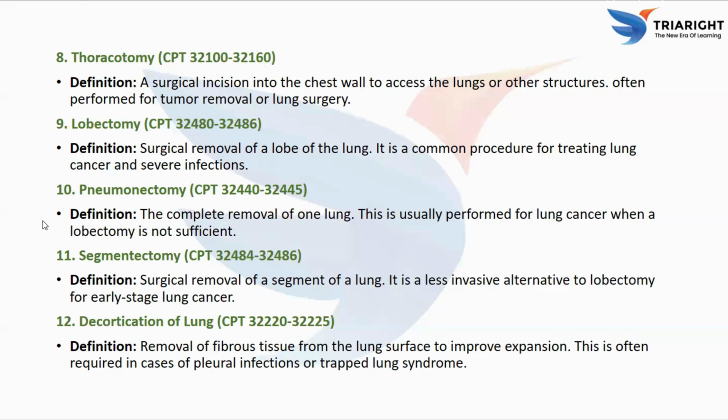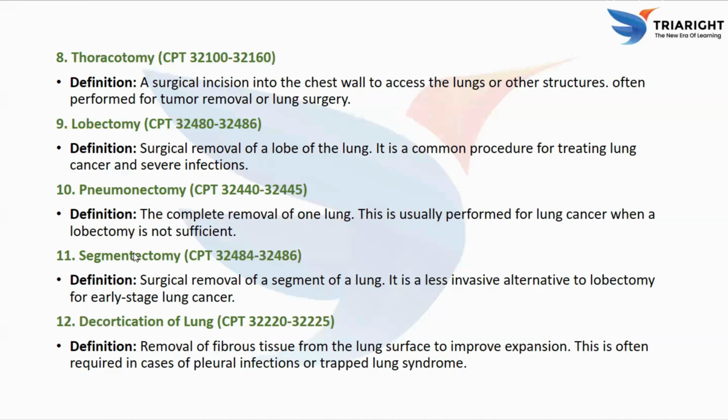What are the indications of lobectomy? It's a common procedure for treating lung cancer, severe infection, and localized disease. This is more extensive than the segmentectomy, and also less extensive than the pneumonectomy. In performing the lobectomy, the laterality, nothing but the right side or left side lobes, matters more. And the next is pneumonectomy.